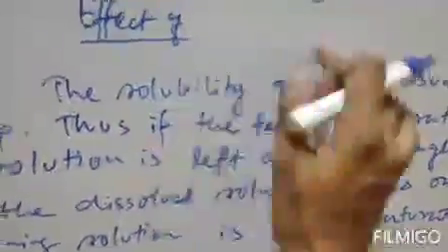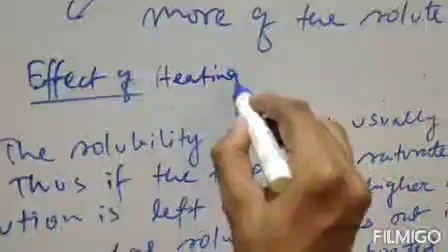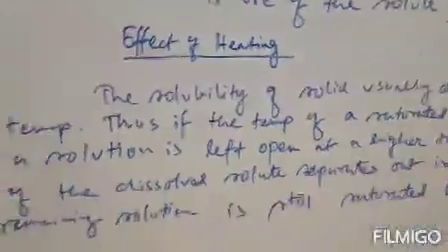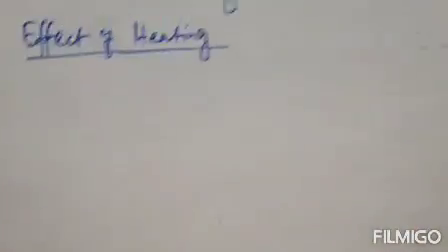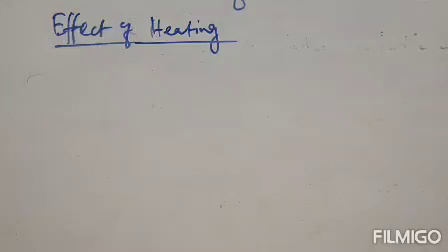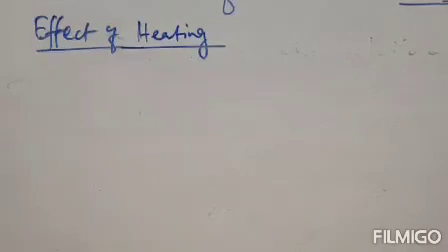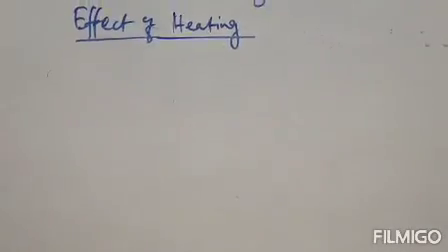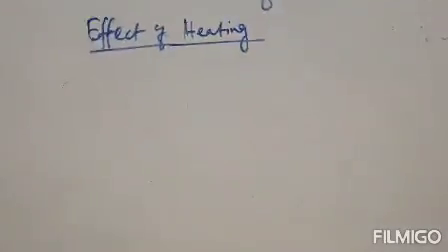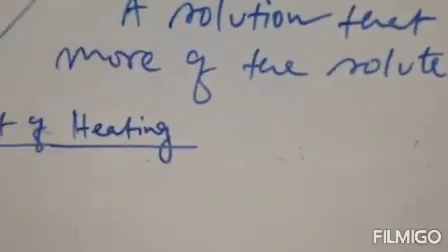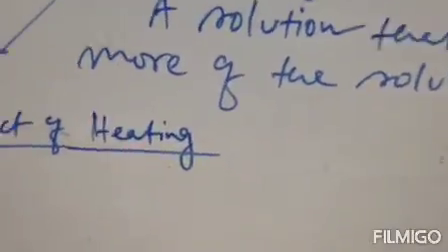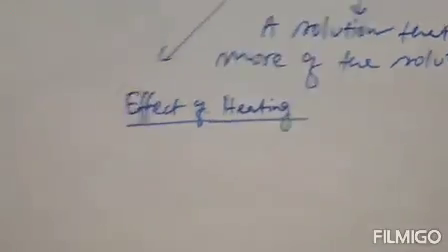But if we increase temperature, that means if we heat it, what will be the effect of heating on a saturated solution? If we heat the solution to a higher temperature, then it becomes unsaturated. From a saturated solution it will become an unsaturated solution. That means more solute can be dissolved. You can dissolve more solute at a given temperature if you heat any saturated solution. It will convert from saturated form to unsaturated form.